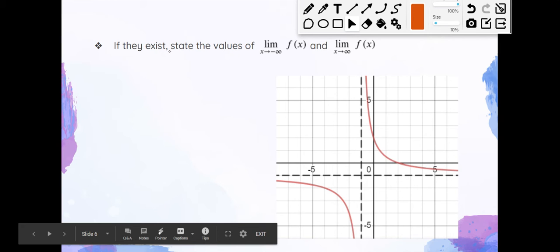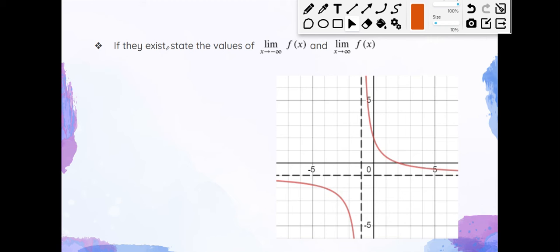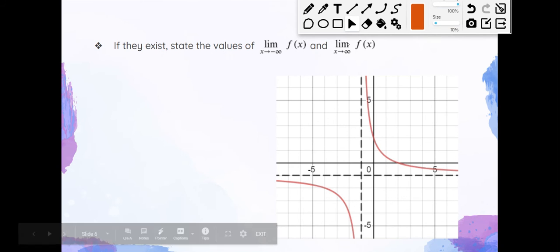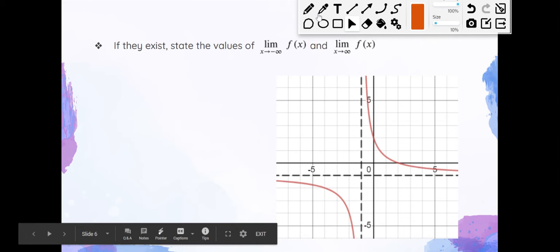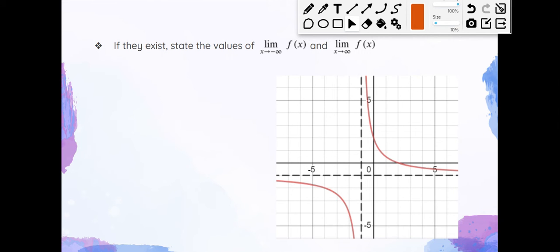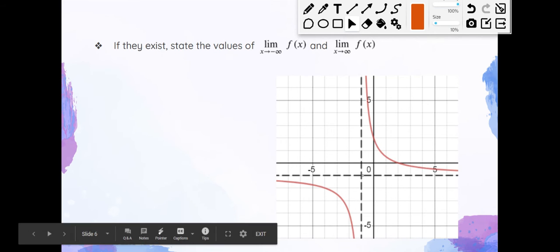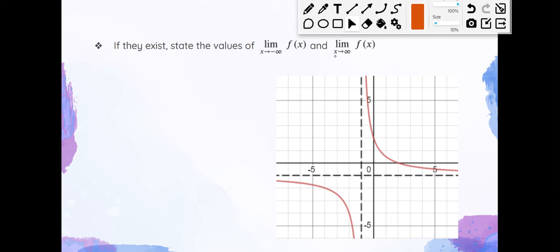So if they exist, because sometimes our limits to infinity do not exist, it wants us to state the values of the limit as x approaches negative infinity of this function, and the limit as x approaches infinity of this function. So this is the same function we were looking at before. It just wants to know, as x gets smaller and smaller and smaller, what happens to my y value? Or as x gets larger and larger and larger, what happens to my y value?